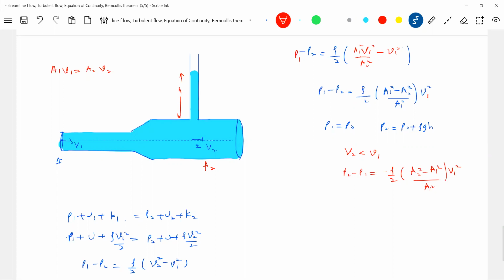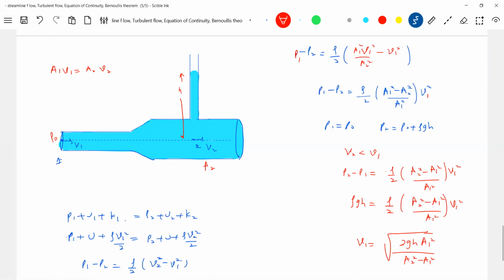P2 is how much? Due to this, P0 plus rho GH. If you want, you can measure this H directly from here. It doesn't matter. And the pressure at this point is P0, exposed to atmosphere. So P2 minus P1, how much should it be equal to? Rho GH. So this will be rho by 2, A2 square, A1 square by A1 square into V1 square. So what is V1 equal to? 2GH A1 square by A2 square minus A1 square.